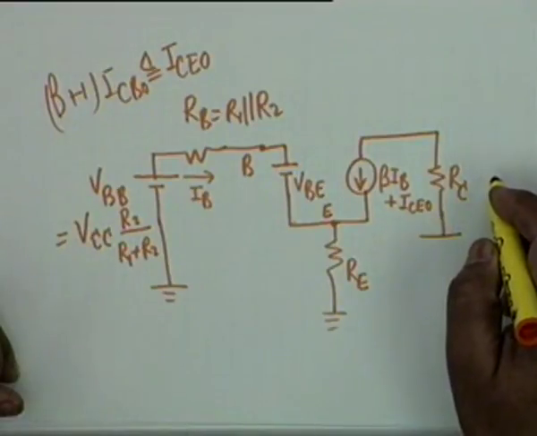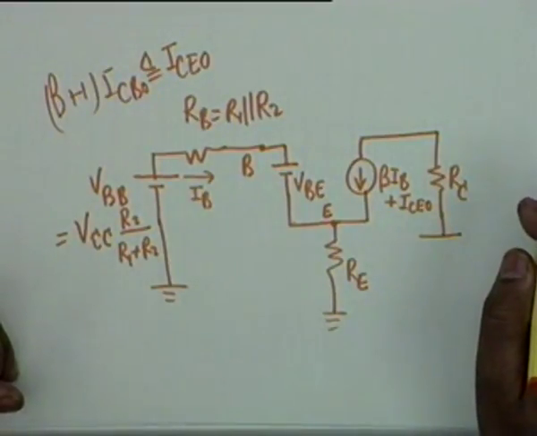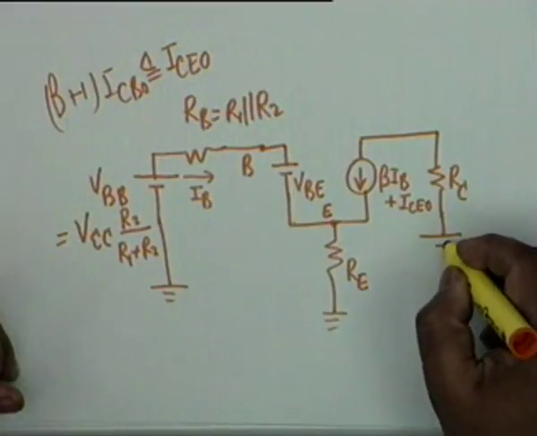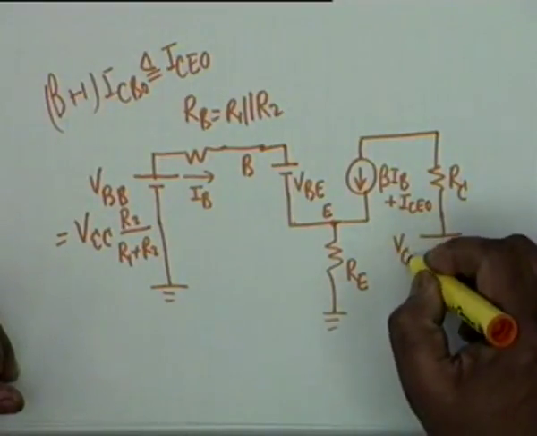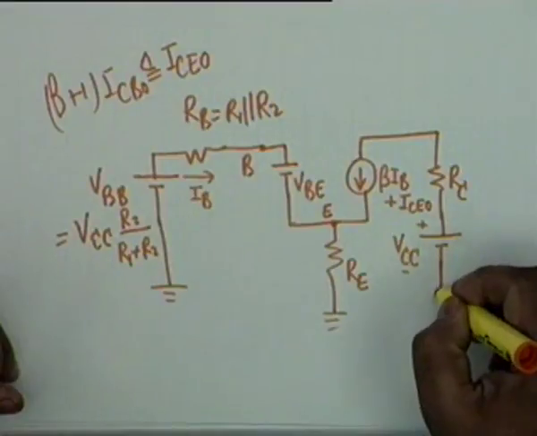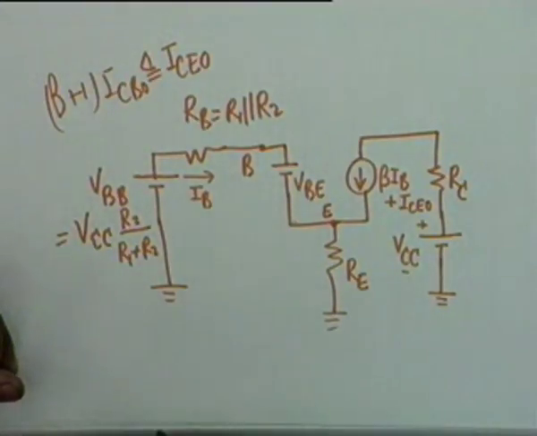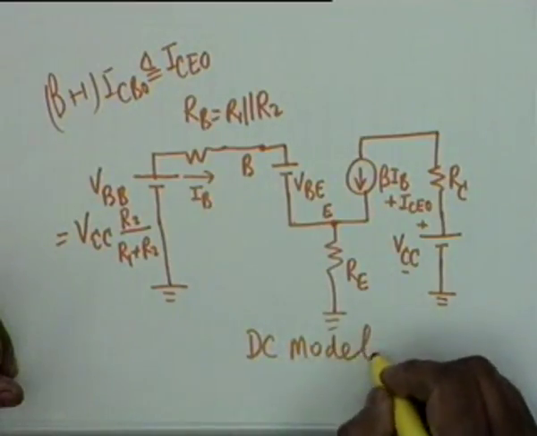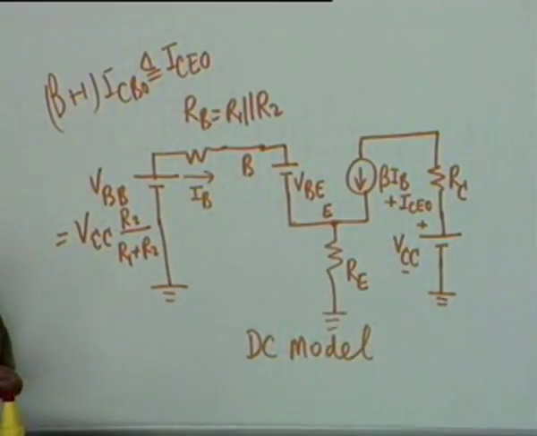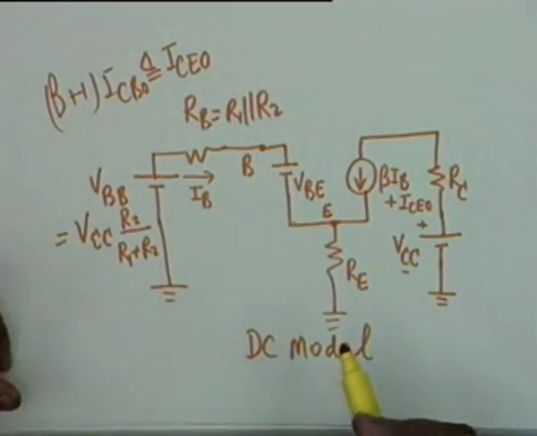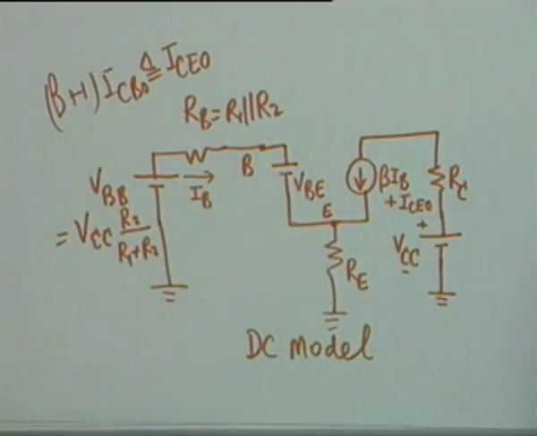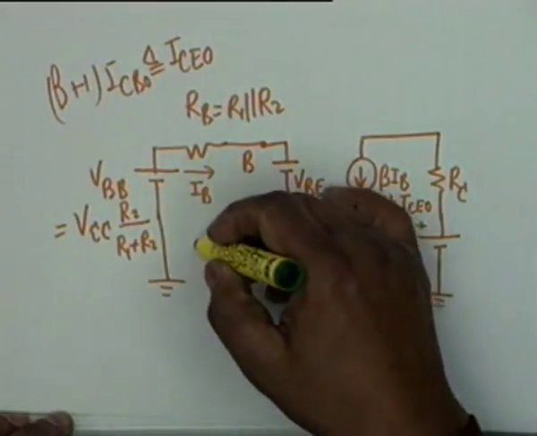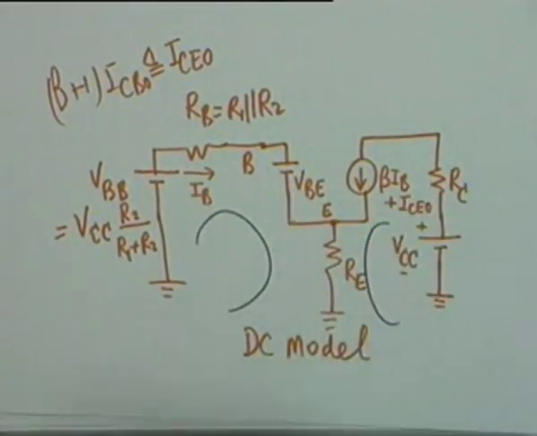not ground, it is the DC model. I wanted you to make this mistake, yes, it was intentional. VCC, so this is VCC plus minus, that goes to ground, the negative terminal. Okay. So, this is my DC model of the common emitter PNP transistor amplifier. And now there are two loops in this circuit. I can write one loop equation here and the other loop equation here.